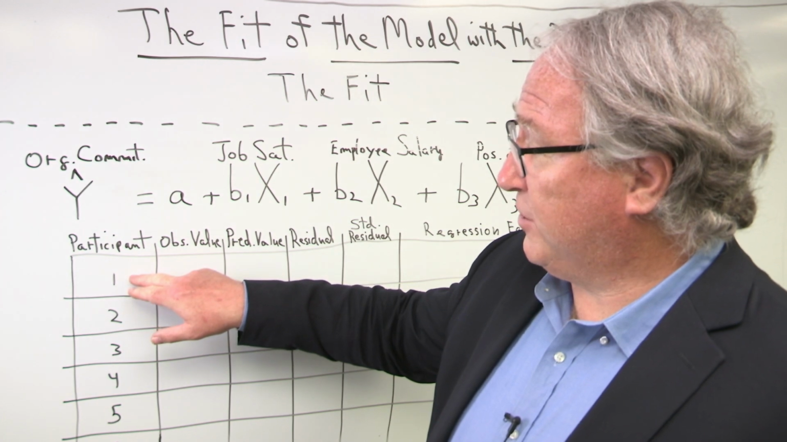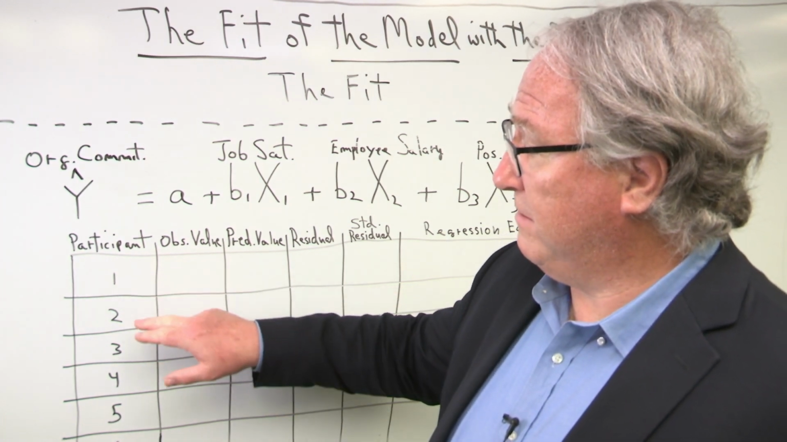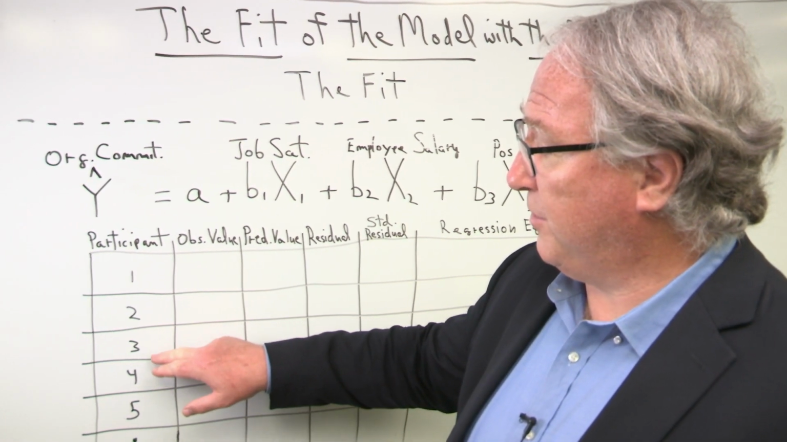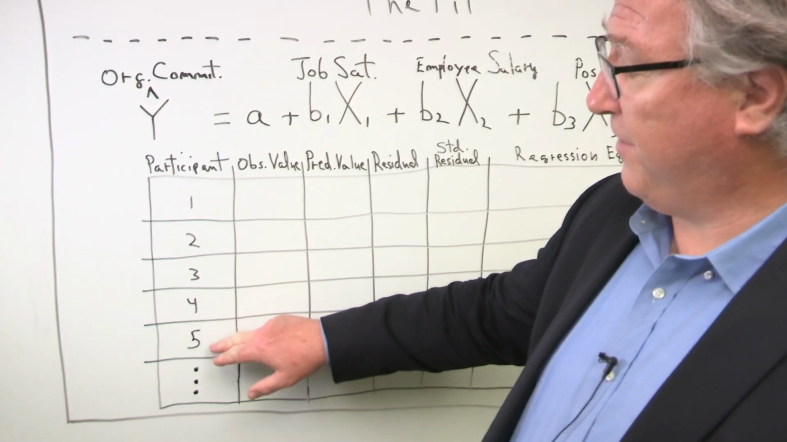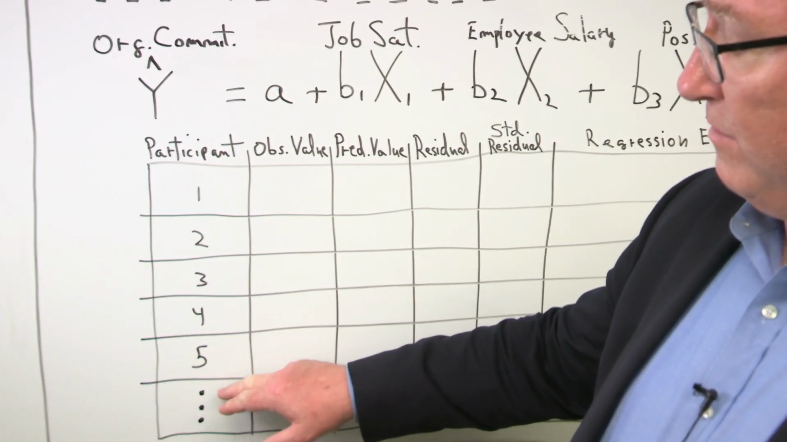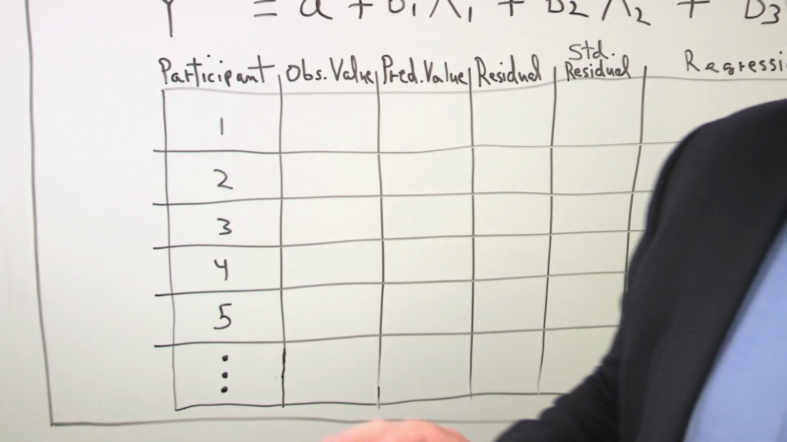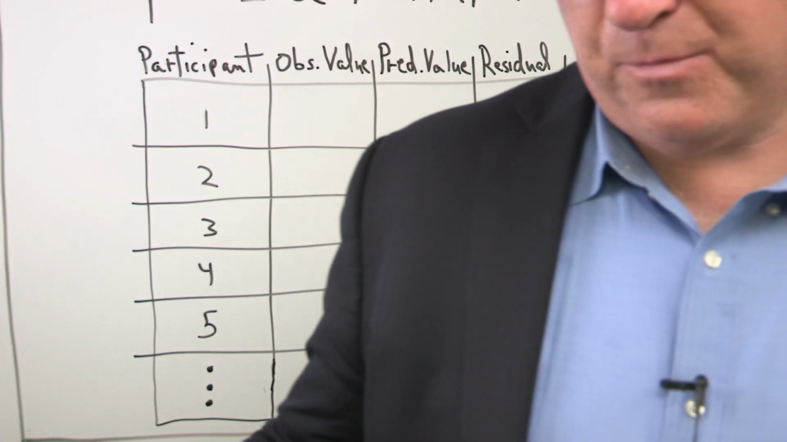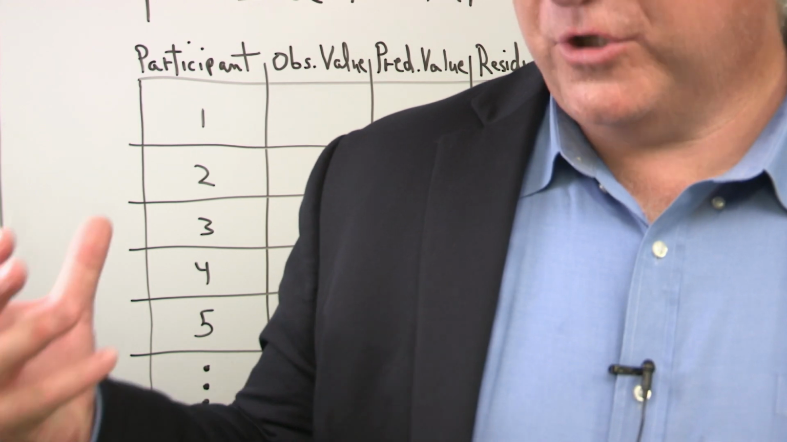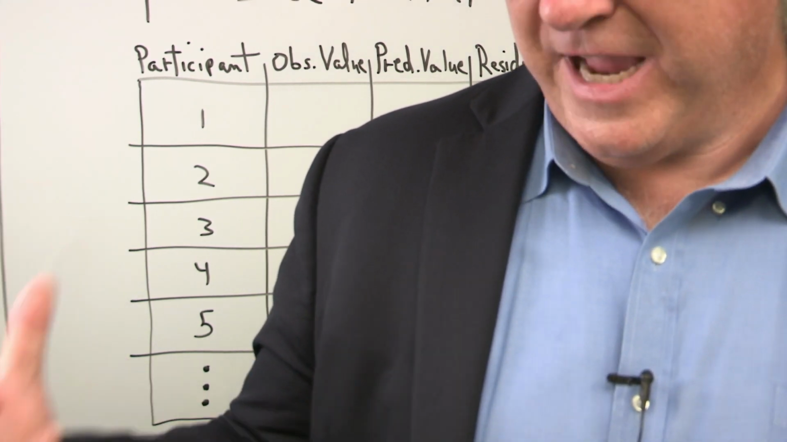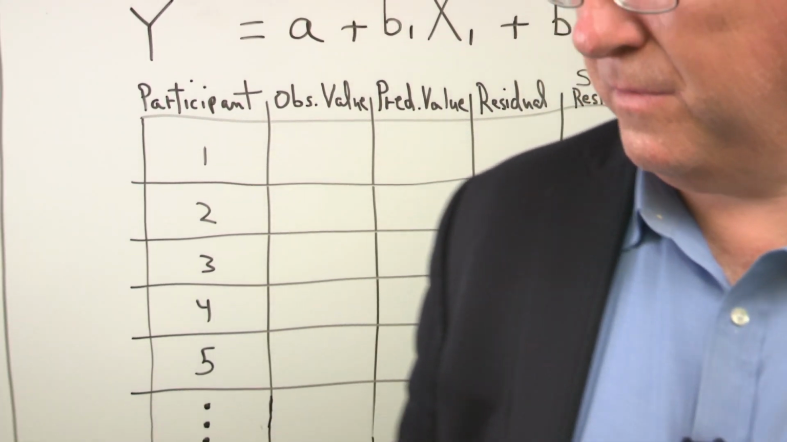Here are each of your participants: participant 1, participant 2, participant 3, participant 4, participant 5, and we go on here with more and more participants. For each of those participants in your sample, there are two values on the outcome variable measure.